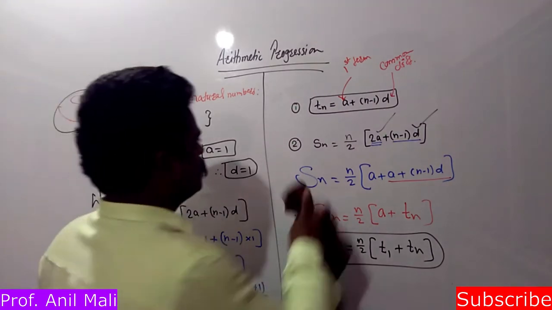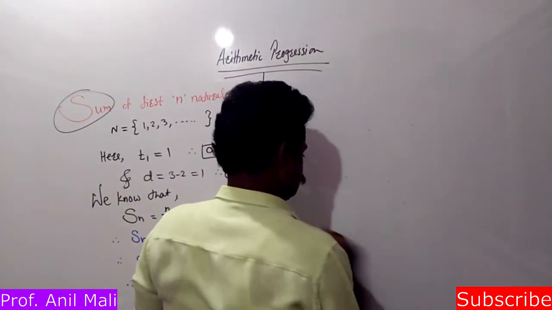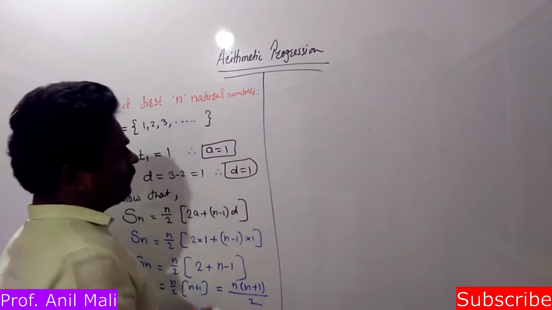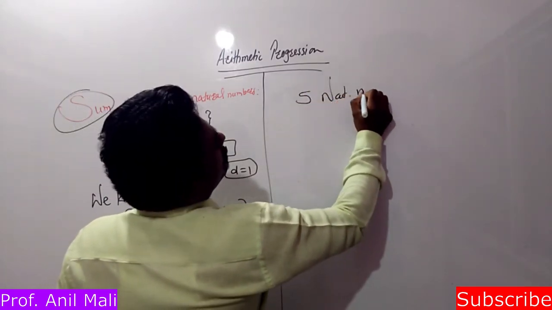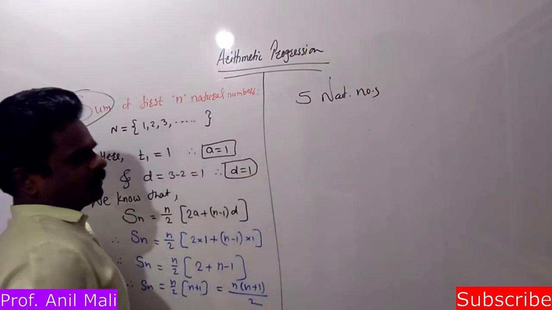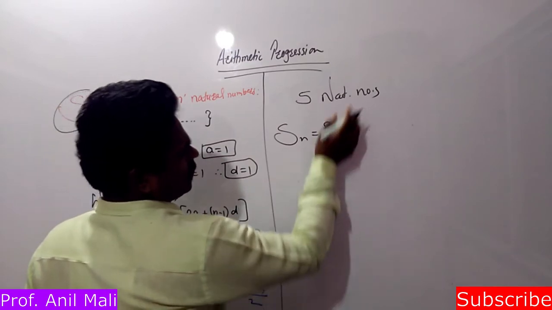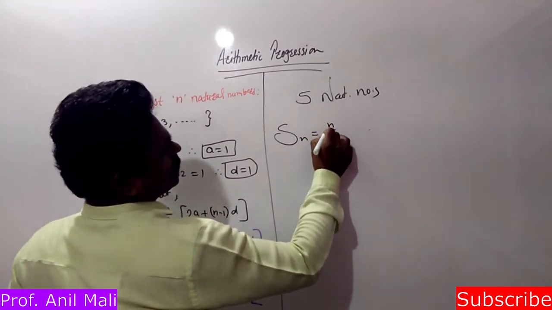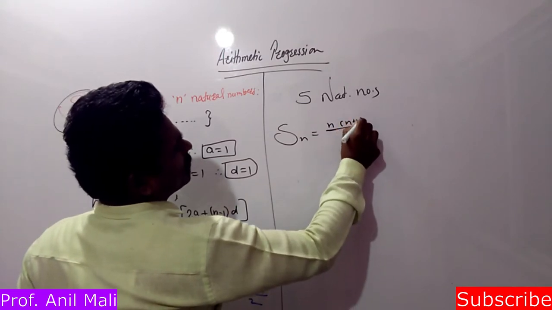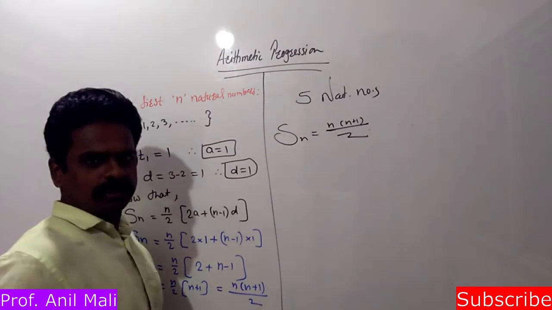Okay, no problem. So see here. If I take 5 natural numbers, we will write here Sn is equal to S5. We'll write the first formula. Sn is equal to n into n plus 1 divided by 2.